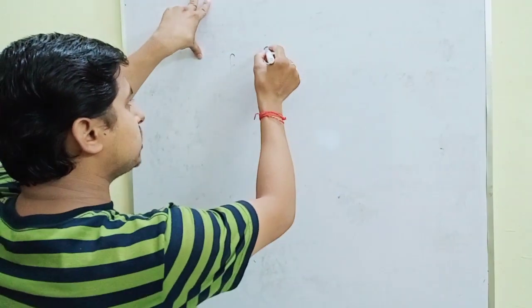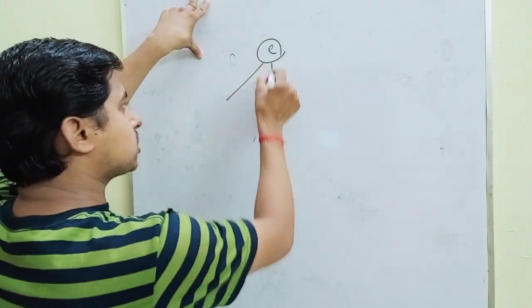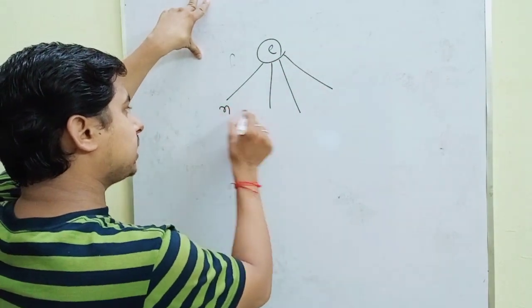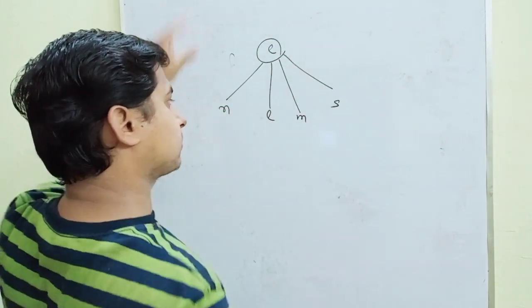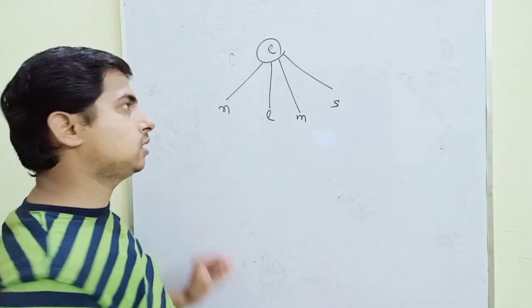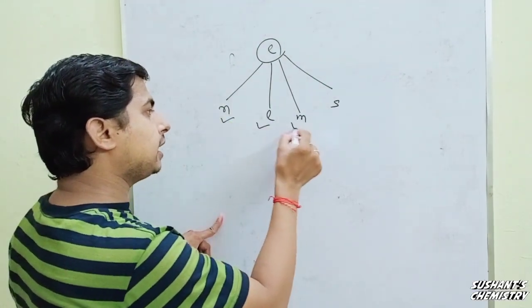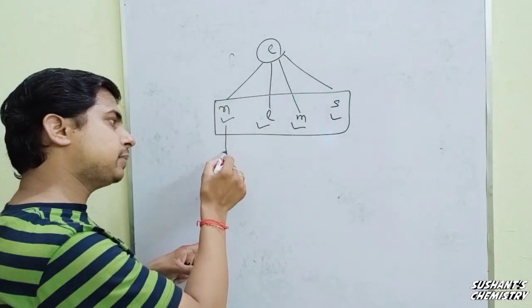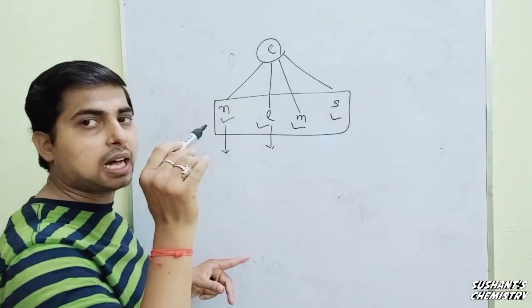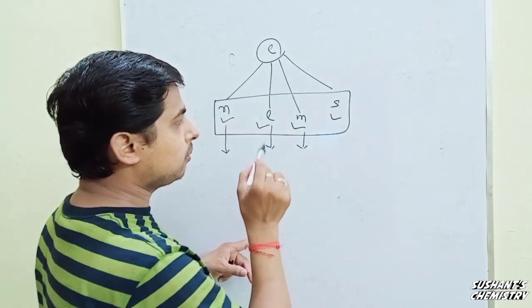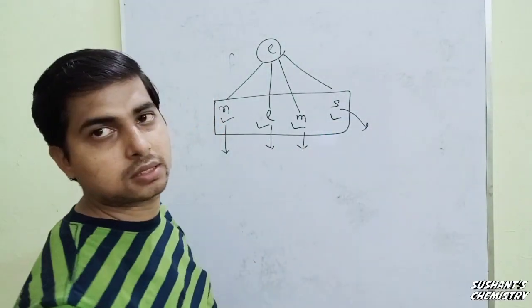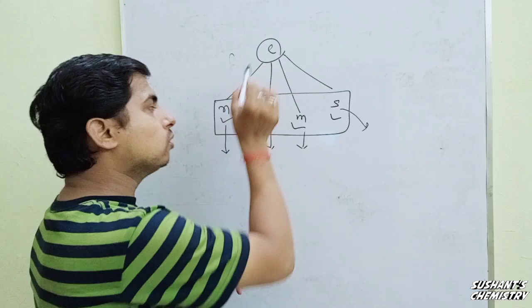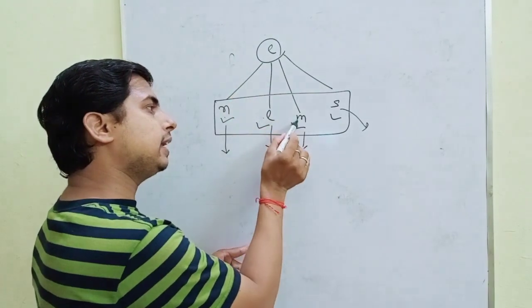Each electron in an atom is associated with four quantum numbers, that is n, l, m and s. For one electron, the set of values of n, l, m and s is unique. n is called the principal quantum number, l is called the azimuthal quantum number, m is called the magnetic quantum number and s is called the spin quantum number.